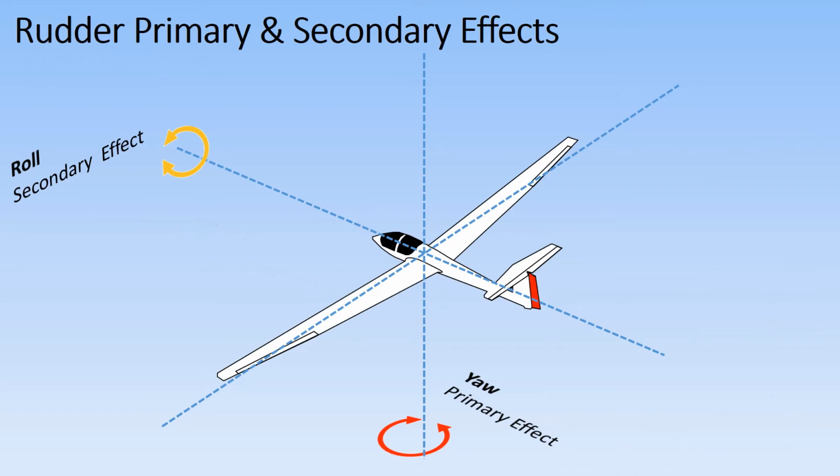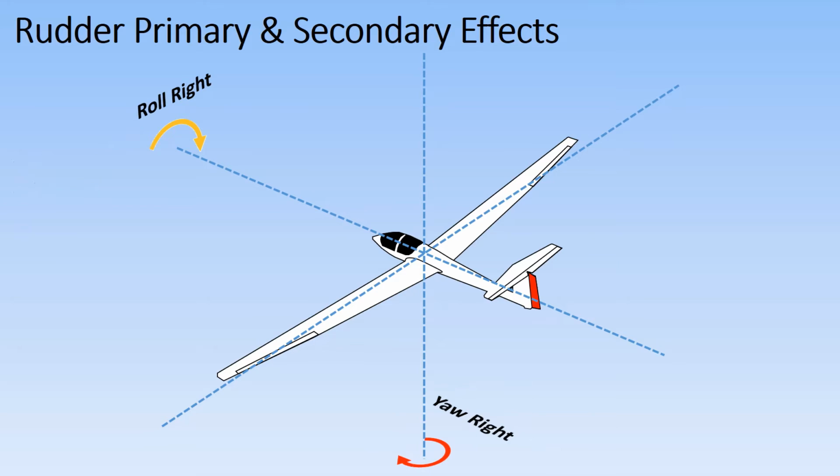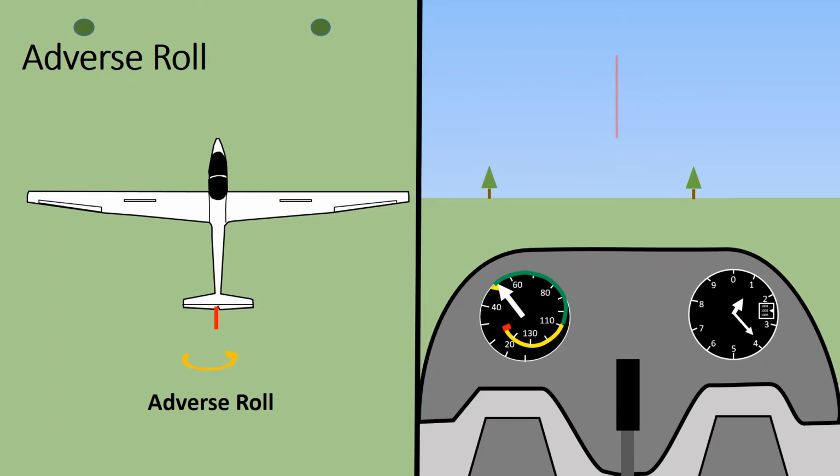The rudder also has a secondary effect. In this case, yawing the glider will cause a secondary effect of roll. For example, a yaw to the right will cause the glider to roll to the right. Notice how as the glider yaws to the right, it also rolls to the right despite the stick being centralized.